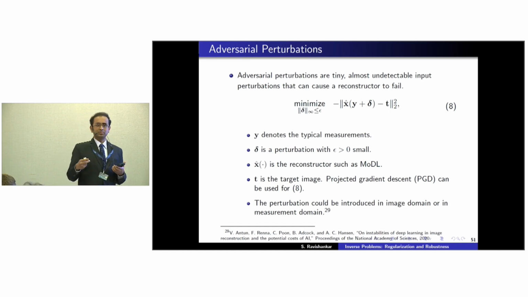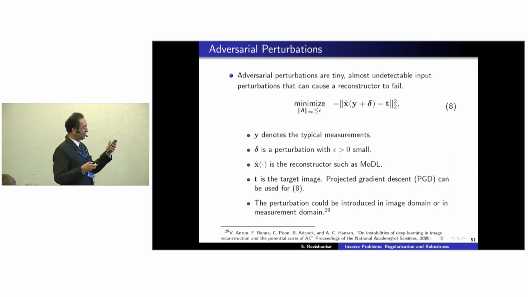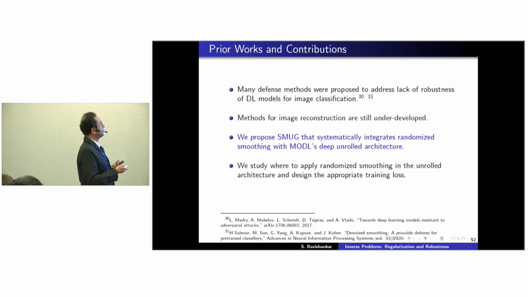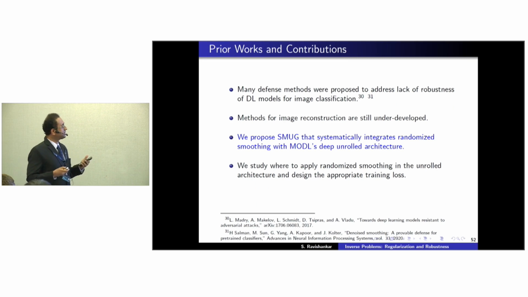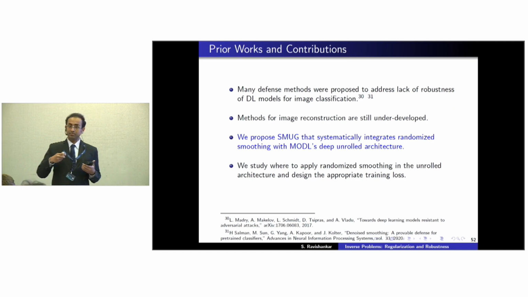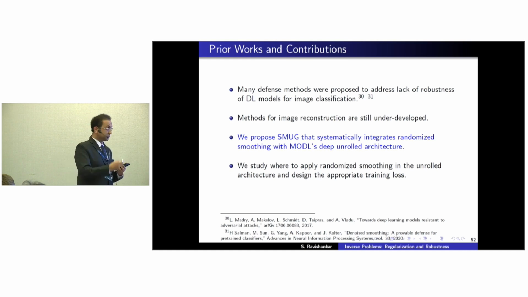Another question would be, well, adversarial attacks may make sense for classification because there may be an attacker trying to fool your network. But if you're in an MRI scanner, nobody's going to attack you, right? But it's not the fact that it's an adversarial perturbation; the reconstructor could fail even with small perturbations. That's concerning. For classification, many methods have been proposed to address the lack of robustness of deep neural networks. But these approaches are much less developed for image reconstruction and inverse problems.